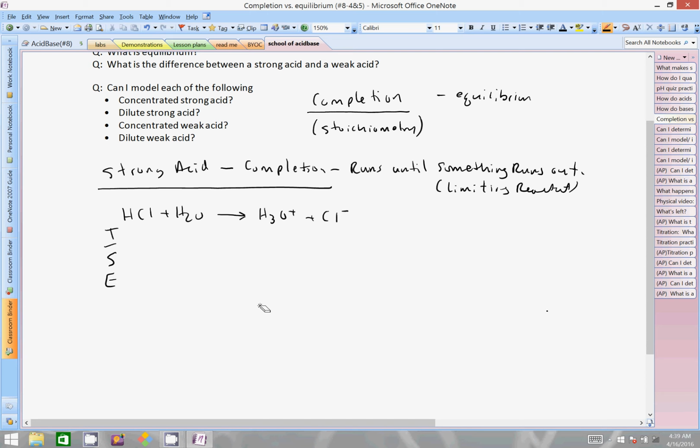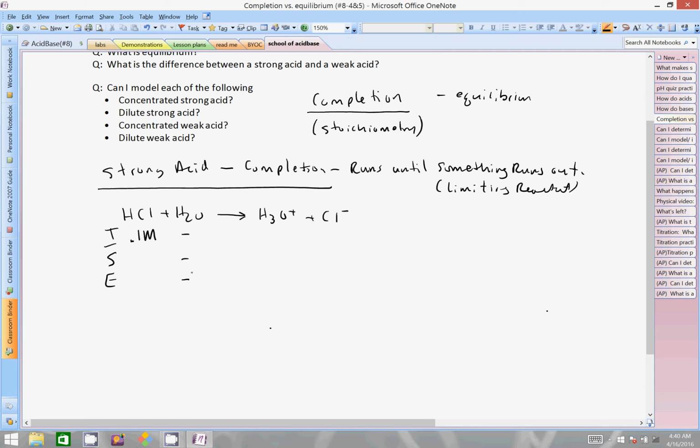It's like a rusting car. It's just a matter of time before a car rusts completely away to nothing, given the time. So let's say we have a 0.1 molar concentration of HCl. Well, water's going to be in excess at this point. I will lose some of it, but I'm just going to say it's in excess. You'll see why we dash that out in a moment.